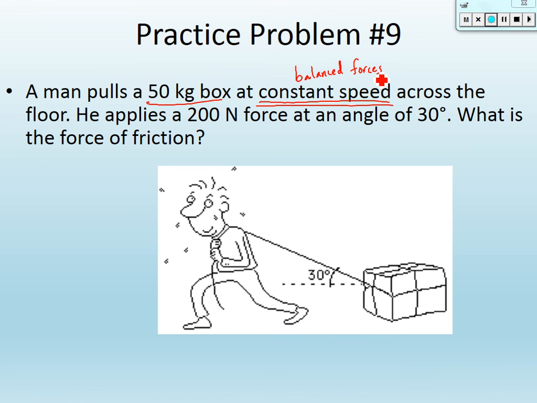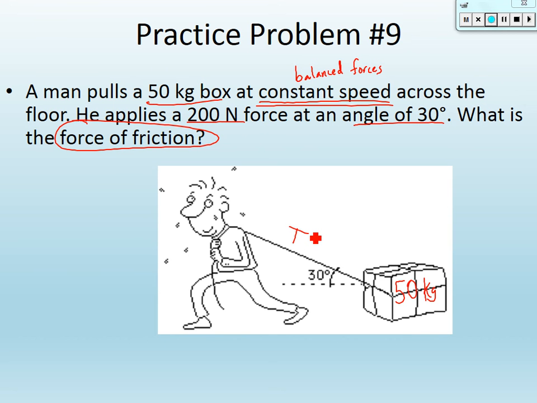He's pulling it across the floor at constant speed. He applies 200 newtons of force at an angle of 30 degrees. What is the force of friction? We're looking for the force of friction here. Okay. Let's draw our free body diagram onto this diagram here. Okay. What was the mass of this box? 50. So please put that, 50 kgs. He's pulling what looks like a rope. What do we call the force in a rope? Tension. Please put that.